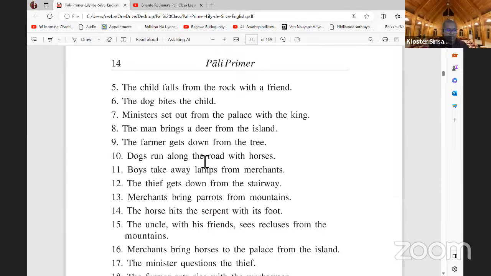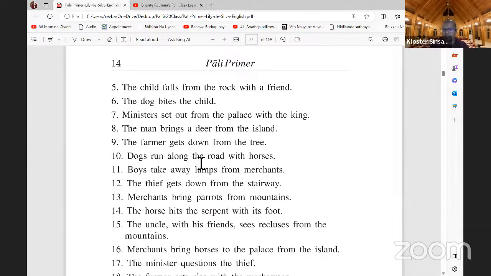If you use accusative, that means the dog runs with horses to that road. Their destination should be the road, where they go, their final destination. But here it is only used for going somewhere, not as their destination. So that's why the instrumental is used.